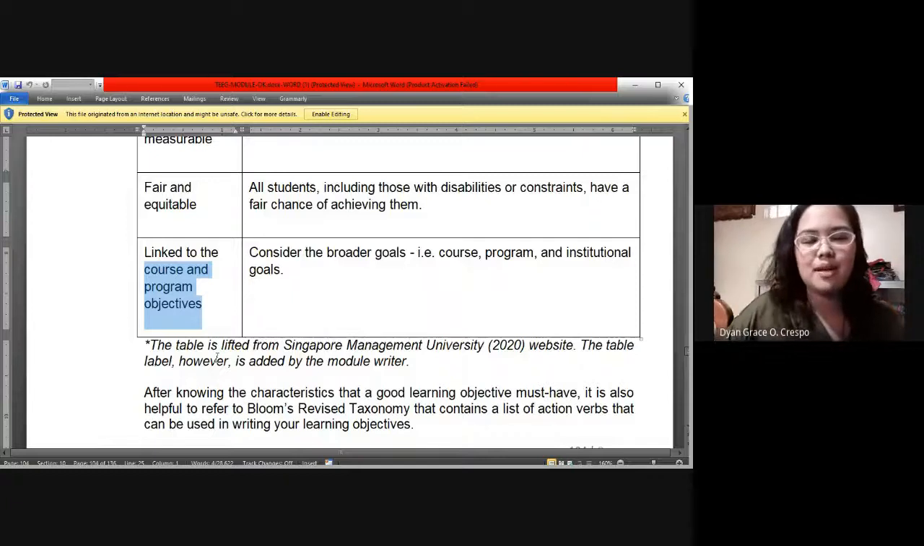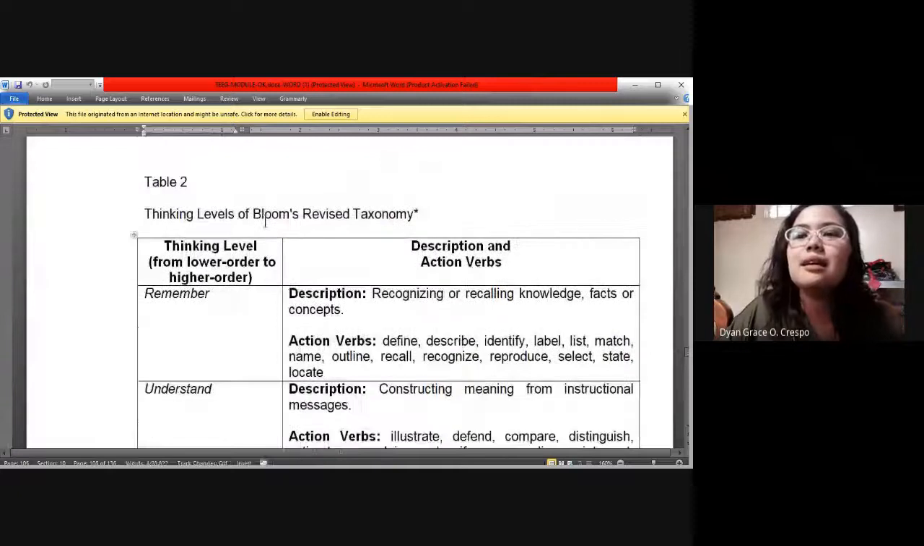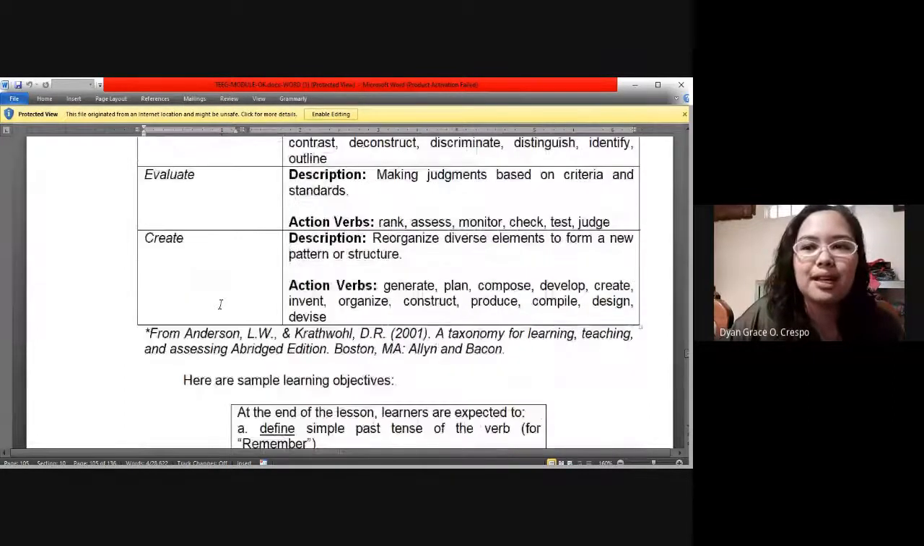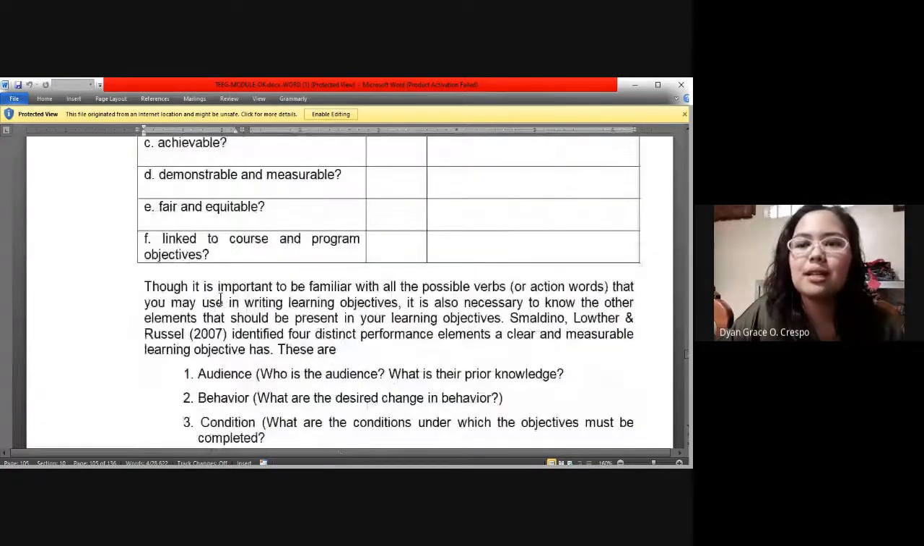So, that one. Okay. Next is Thinking Levels by Bloom's Revised Taxonomy. So, I think, kindly, alamin nyo na lang yan. Dali na. Okay, so, if you have questions na lang, just message me if you have questions for that. So, yun.